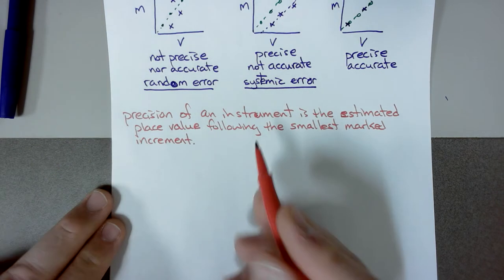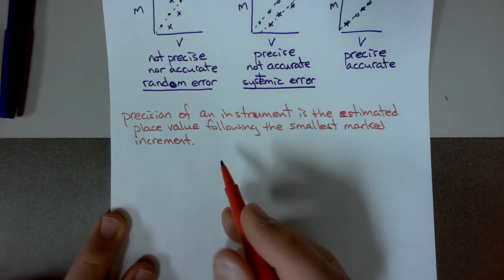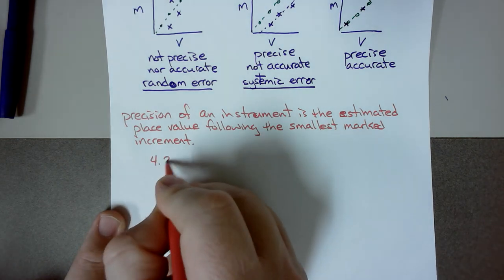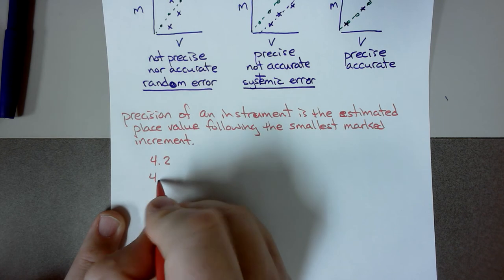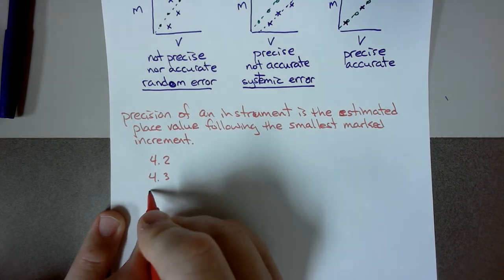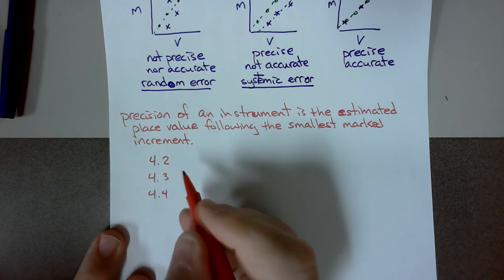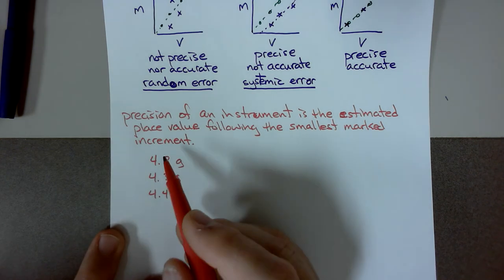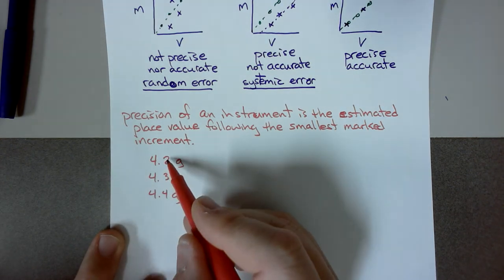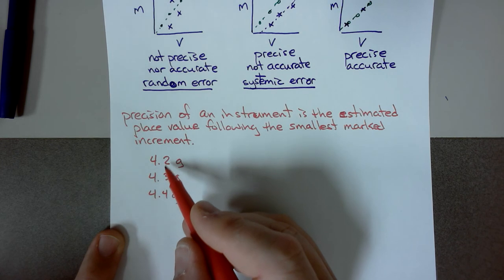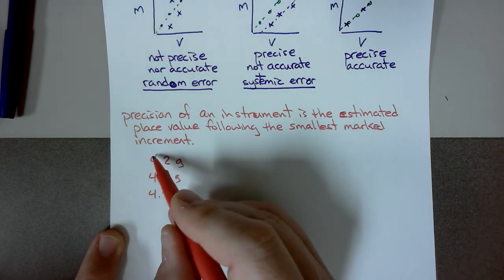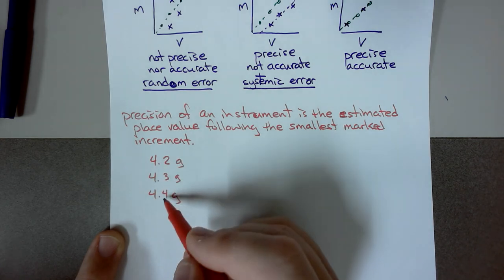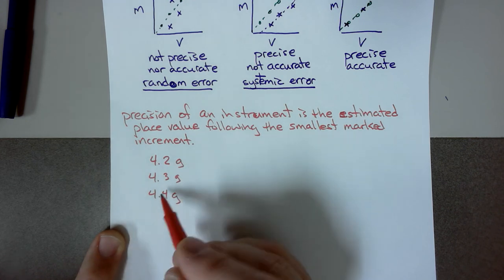Okay, so let's say we make a measurement of mass of an object, and we get a measurement of 4.2, 4.3, 4.4, and so forth, and it's measured in grams. There is some precision to this because, most of the time, if the marked increment is the same and your estimated digits are close together, then there's a good precision there.